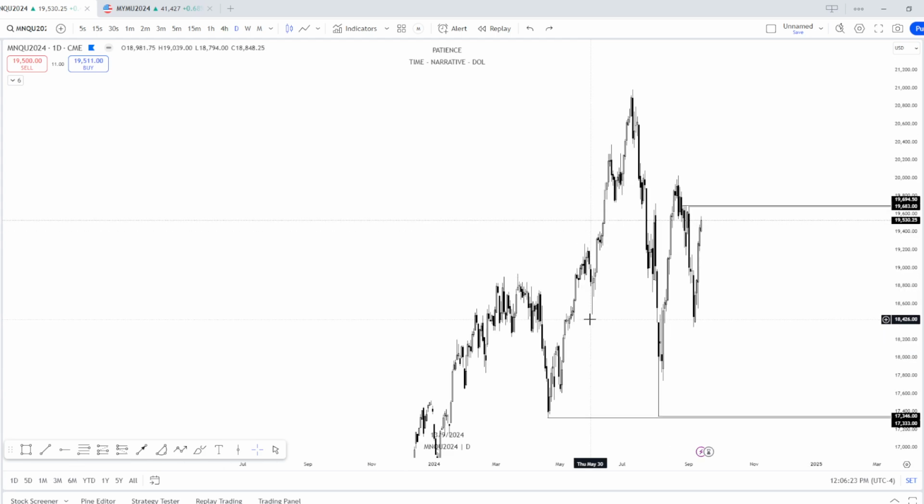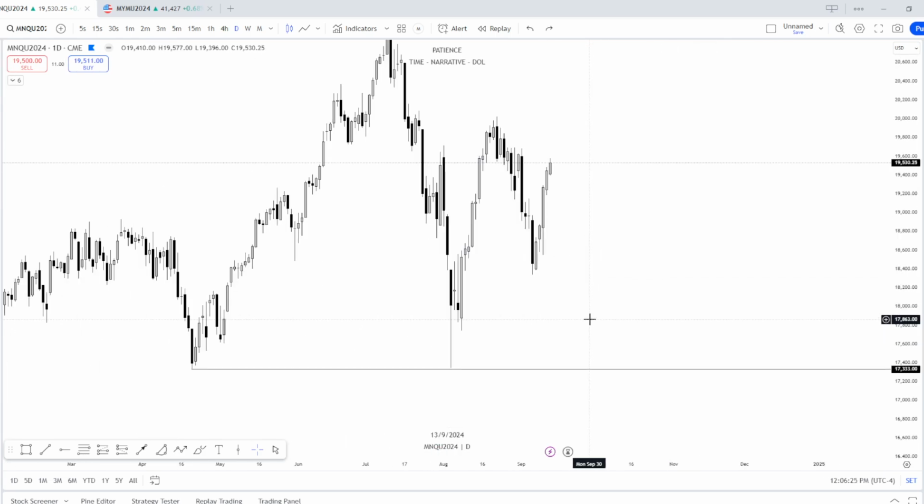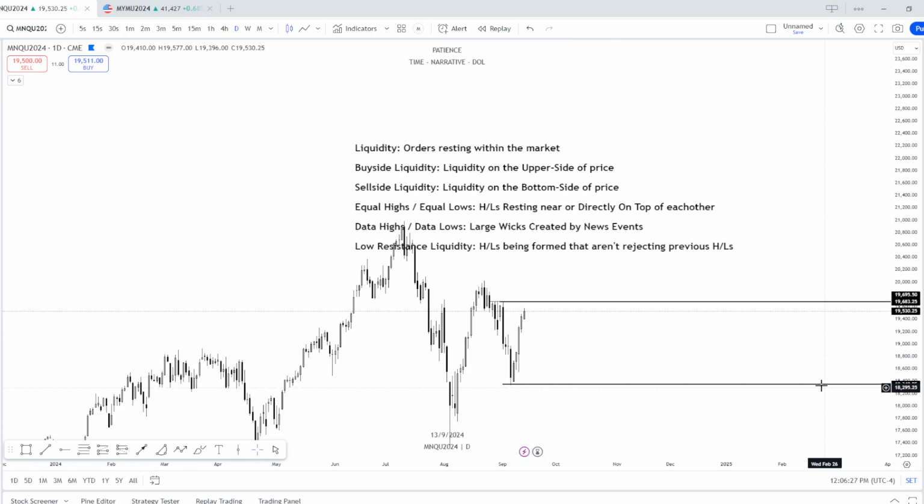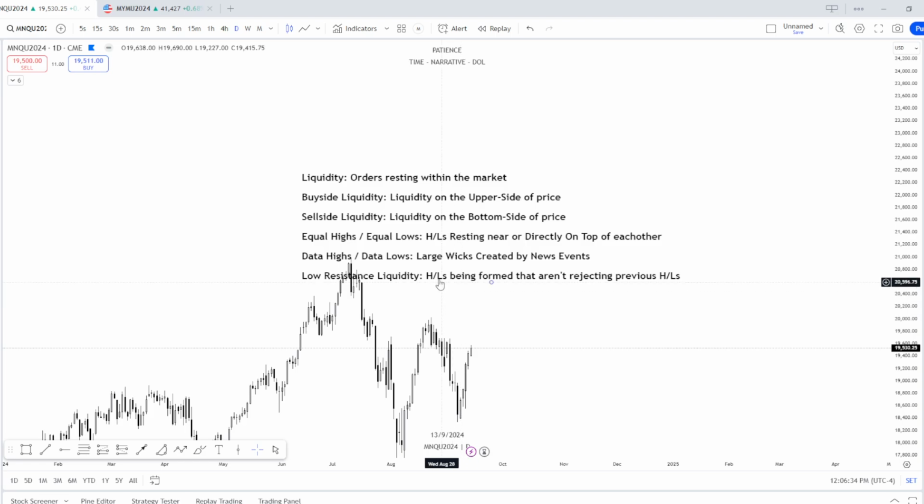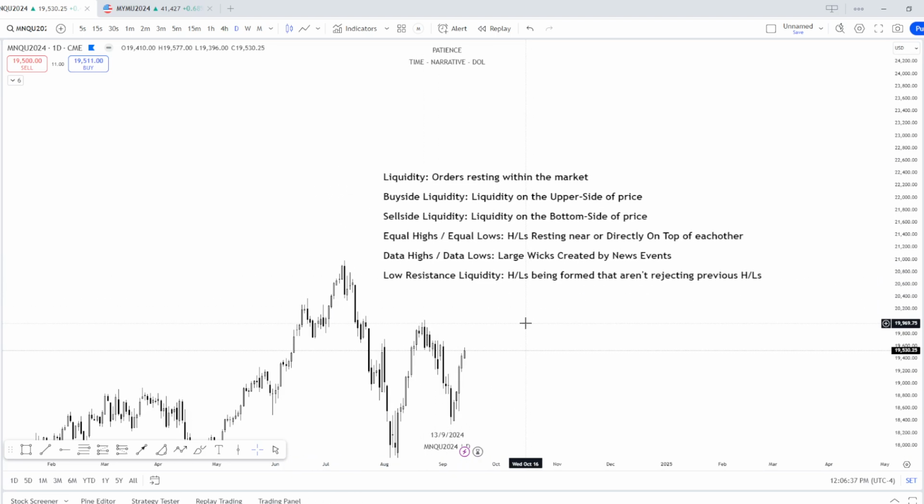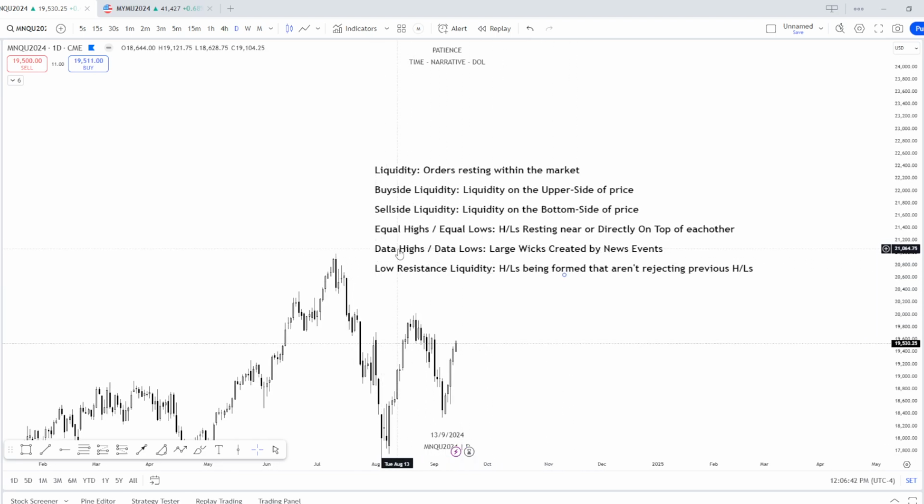So I deleted my text back there. But anyways, the name kind of explains itself. It's just highs or lows that are equally next to each other or directly on top of each other. So for the next term, we have data highs and data lows. This is not to confuse you of, oh, where are we getting the data from or any of that stuff. What we're just looking at is large candle wicks that are created by news events.